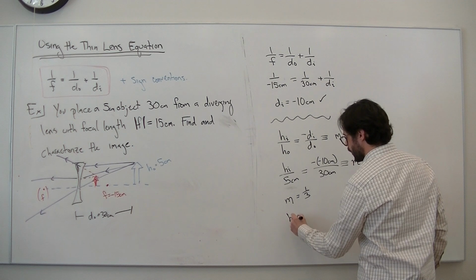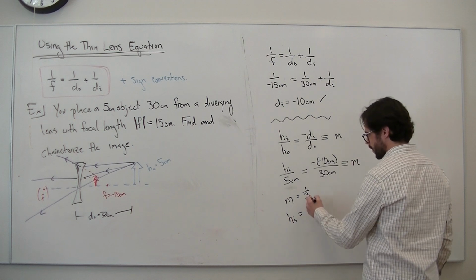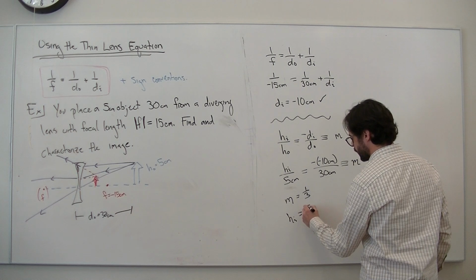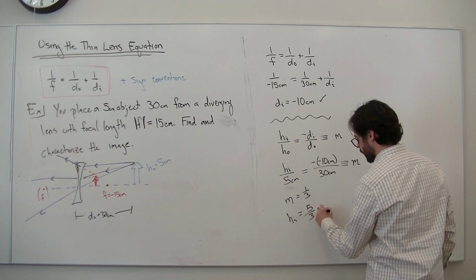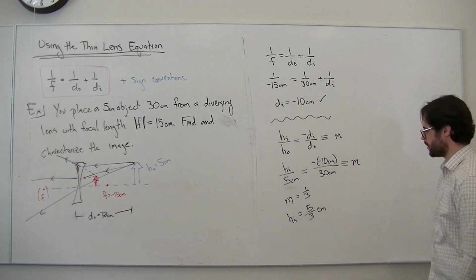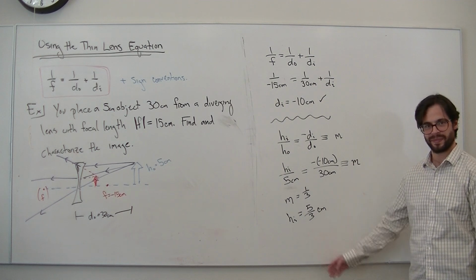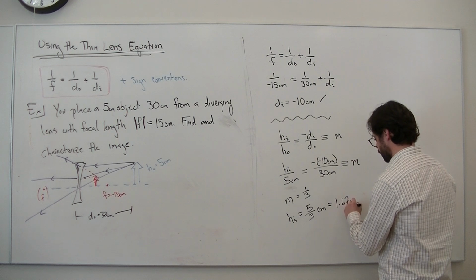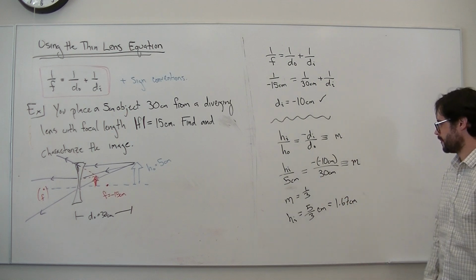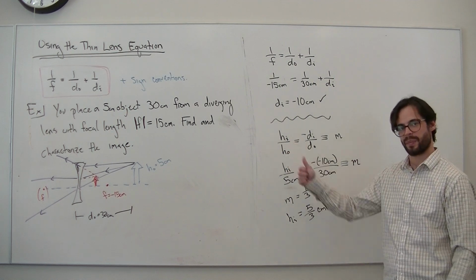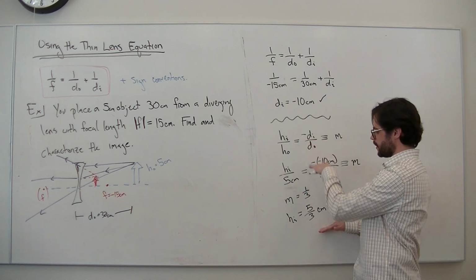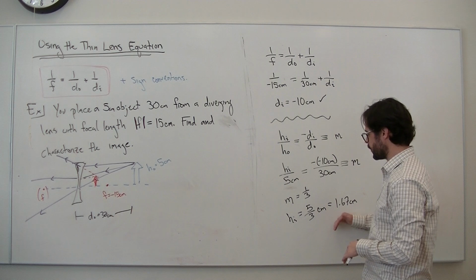And I would say that h_i is 1/3 of h_0, so that's 5/3 of a centimeter. We hate fractions in physics, so we'll call it 1.67 centimeters. But positive is important because it's upright. The fact that both h_i and d_i carry signs that are meaningful, positive means it's upright.